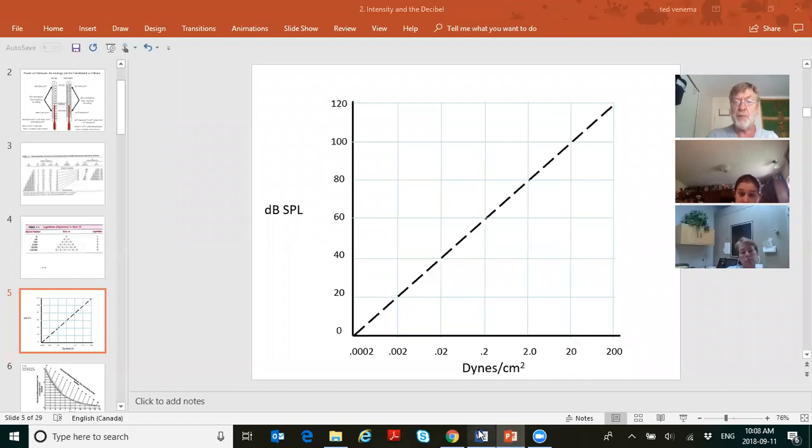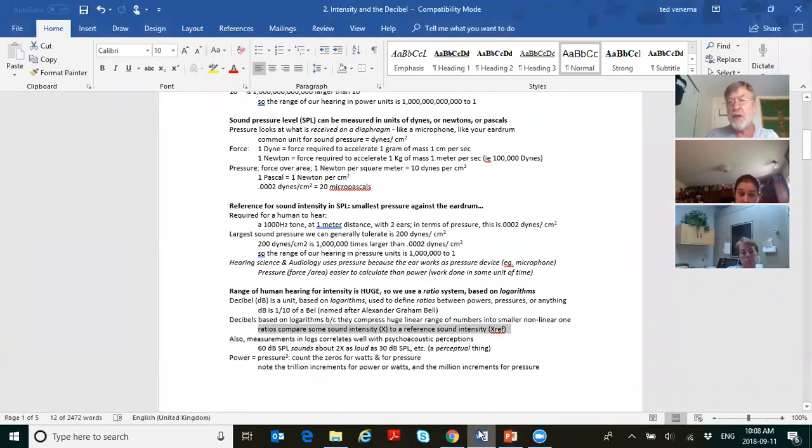0.0002 dynes per centimeter squared. Okay, and we're not talking pressures anymore. We're going to talk decibels. That's what we do. We measure intensity in decibels. And why do we do that? Because it compresses a huge range of pressures into a nice unit of from 0 to 120.